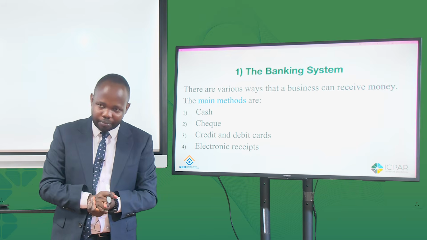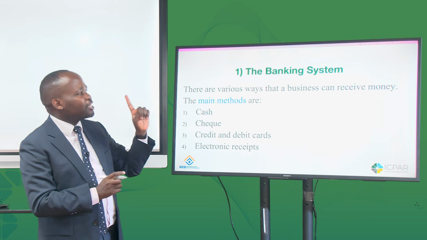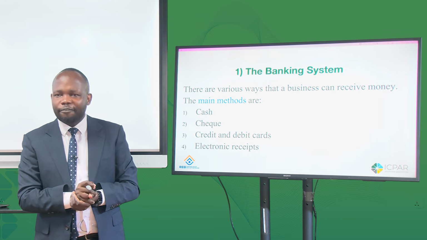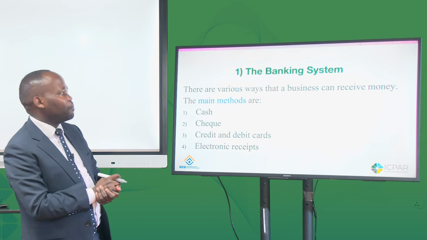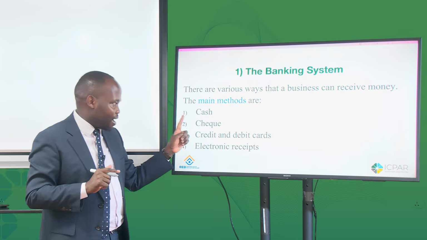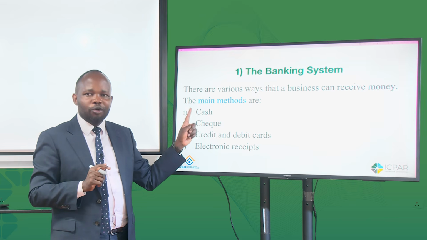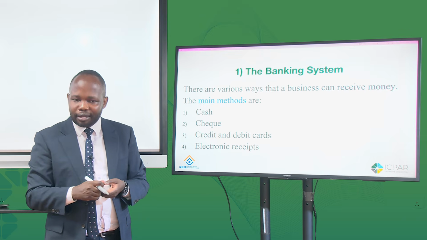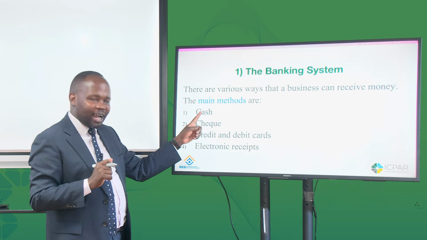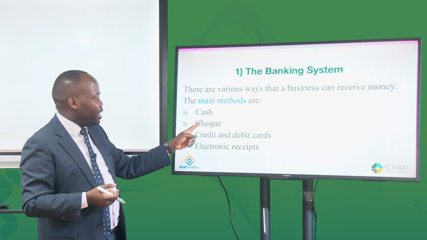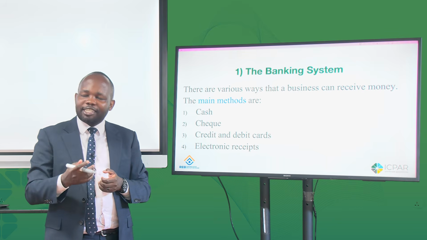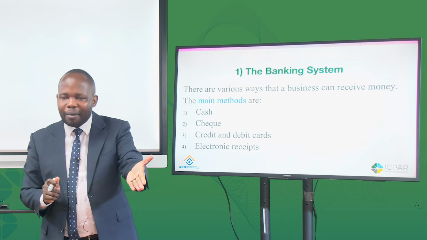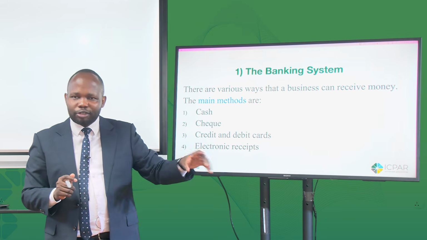The banking system. Now, there are various ways that a business can receive money. However, the main methods are, number 1, you can receive money through cash, where you have received notes and coins from a customer. That is receipt through cash, notes and coins. Number 2, you can receive through a check, where the customer has written you a check, and you must deposit the check with the bank so that you get your money directly into the bank.